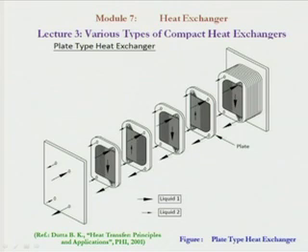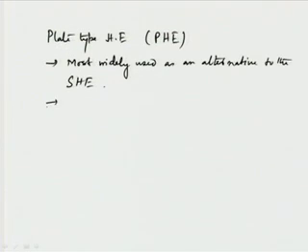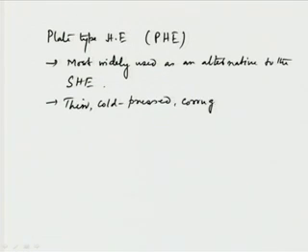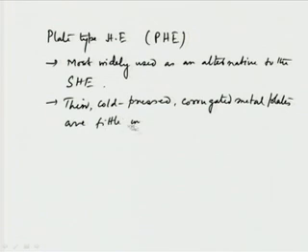Mostly the flow is counter current. You can see that this is the one fluid and this is the other fluid, so there will be a counter current action. Always in a plate type heat exchanger, the flow action would be counter current in nature. So thin, cold pressed, corrugated metal plates are fitted into a frame as we have shown.